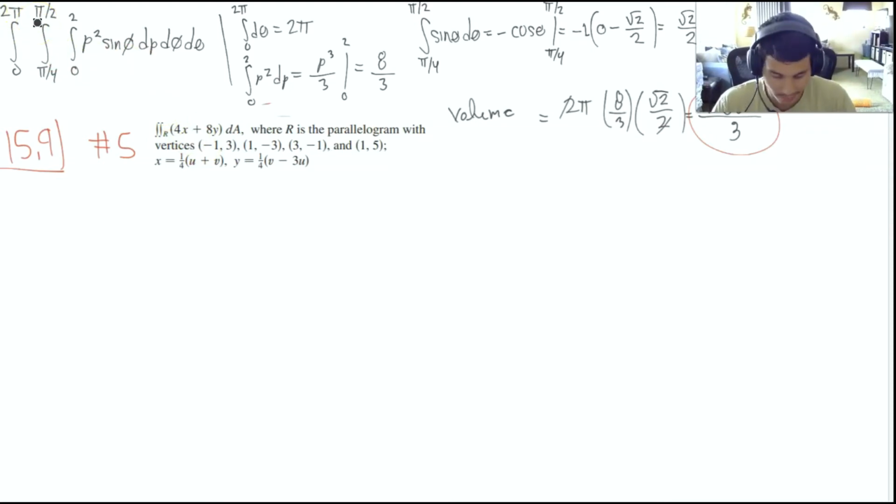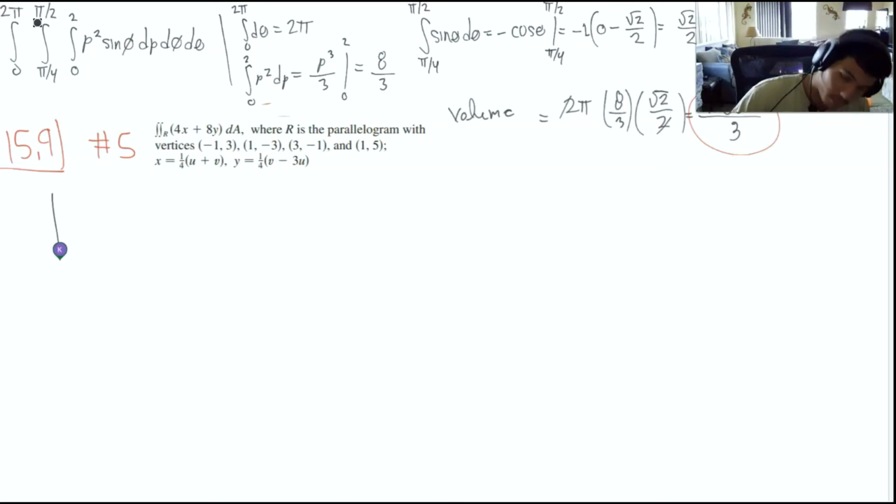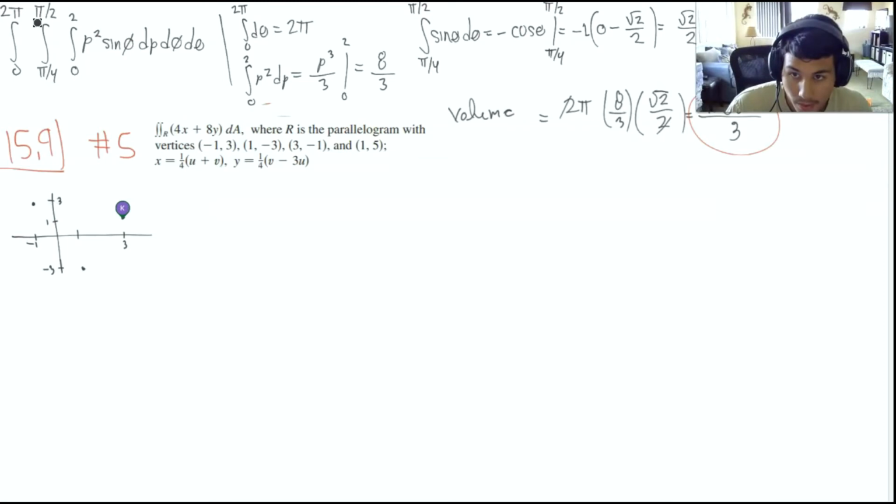Okay. So let's start off by just drawing this. The reason why we're going to draw it is because we need to find slope equations for each of the sides of this parallelogram. Okay, so we got negative 1, 3. That's negative 1, that's 3. We got 1, negative 3. We got 3, 1, just right here. And then we got 1, 5, just right here.